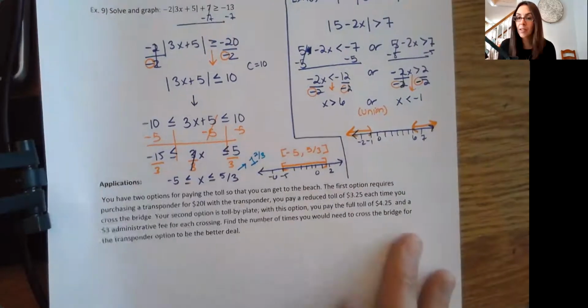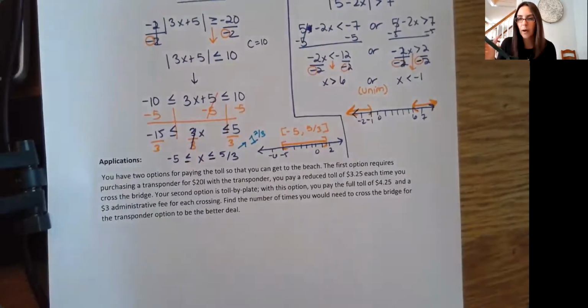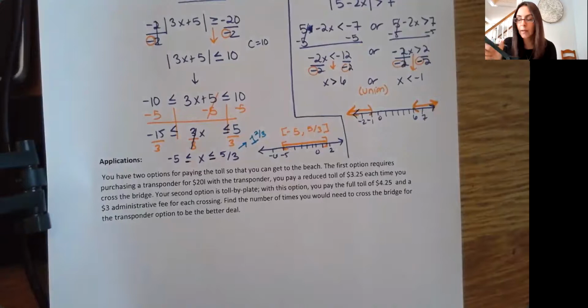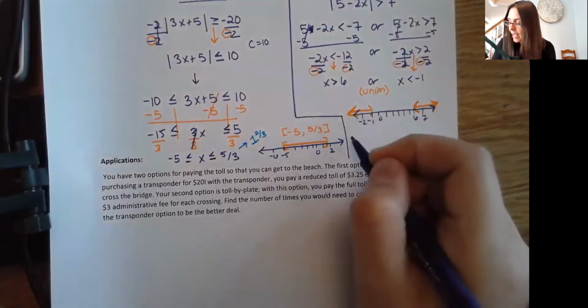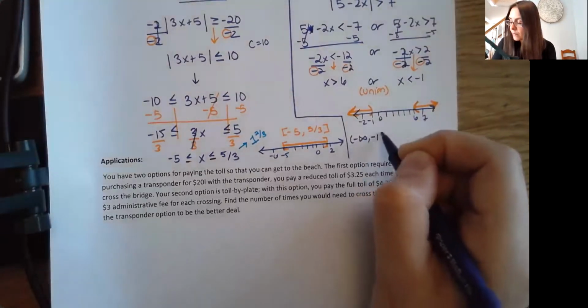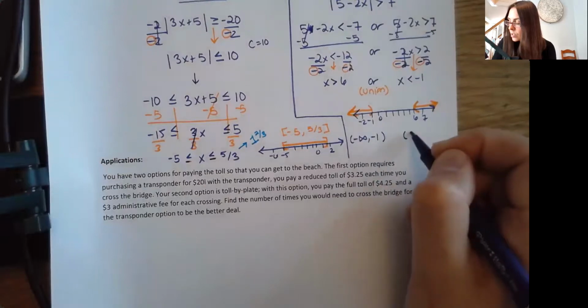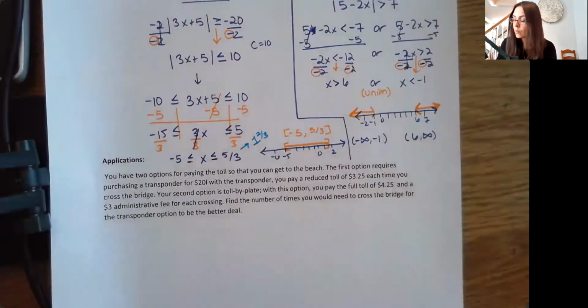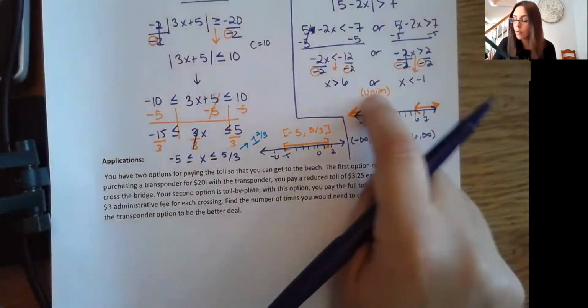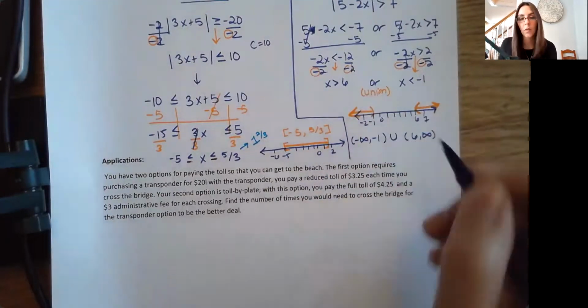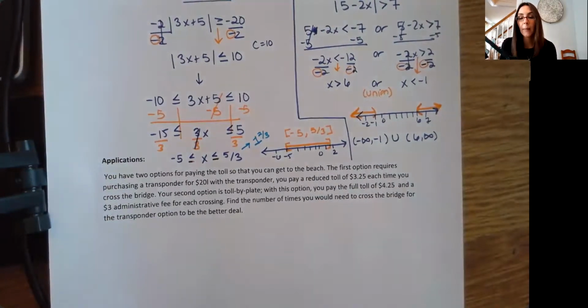Now the interval notation is a little bit funky here. You actually write each part separately because you have a space in the middle. So this part here would be -infinity to -1. And then this part would be 6 to infinity. And then what you do is you put that union symbol right in between. So that's how you can write it using interval notation.